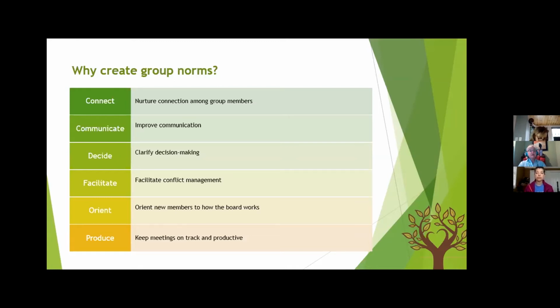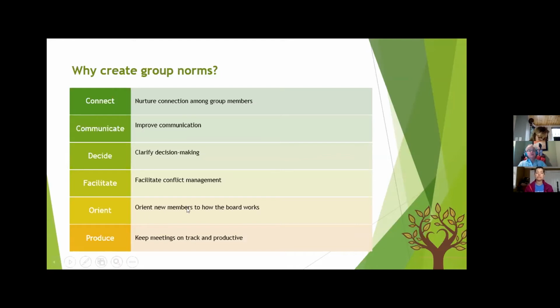Group norms facilitate conflict management because, as you know, people have conflicts in groups. There could be tools within the norms that assist with communication, and the norms that we're going to talk about will help deal with conflict when it does arise, so that you are able to manage it or maybe even resolve it. Sometimes we can't completely resolve conflict among people, but we can at least manage it so that they're still able to work together, even if their ideas and opinions are very different.